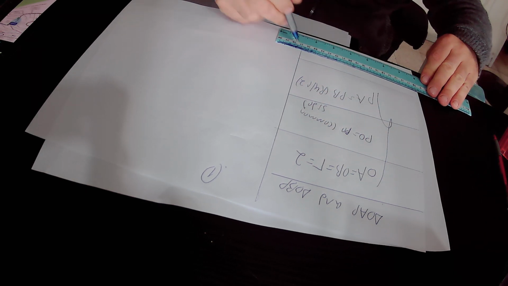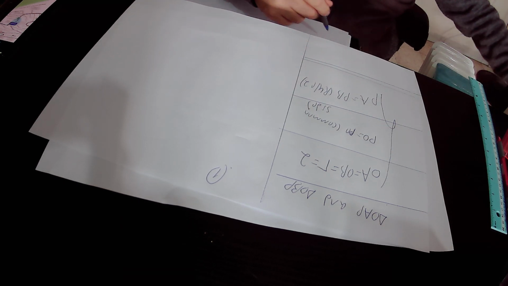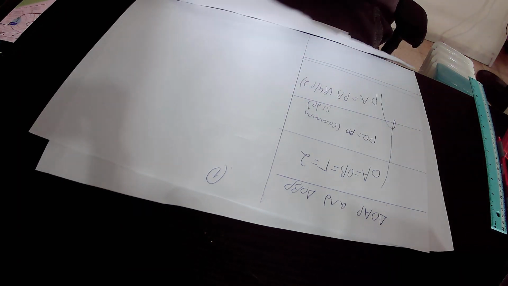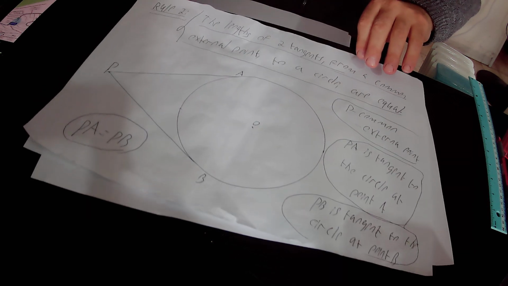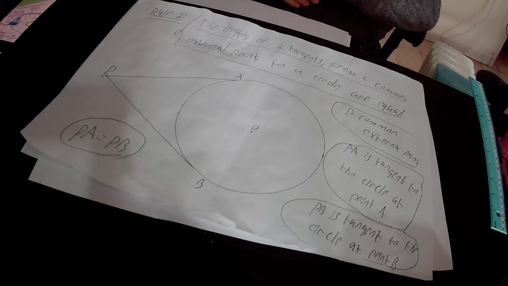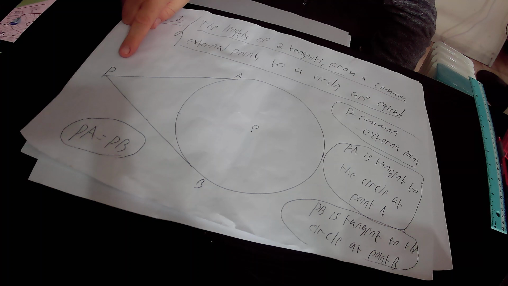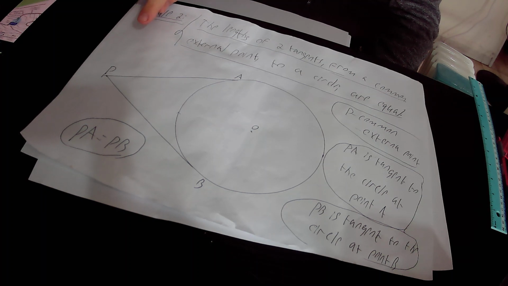So I repeat quickly rule 2. According to rule 2, the lengths of two tangents from a common external point to a circle are equal. So in the domain we have a circle, and we also have this common external point, point P. From point P, we have two tangents to this circle, tangent PA and tangent PB. And according to this rule, they are equal to each other. That is to say, PA equals PB.